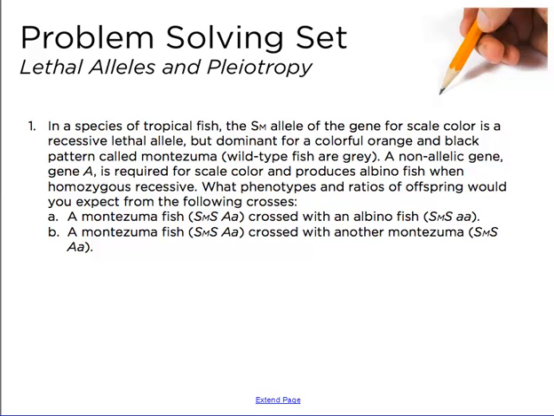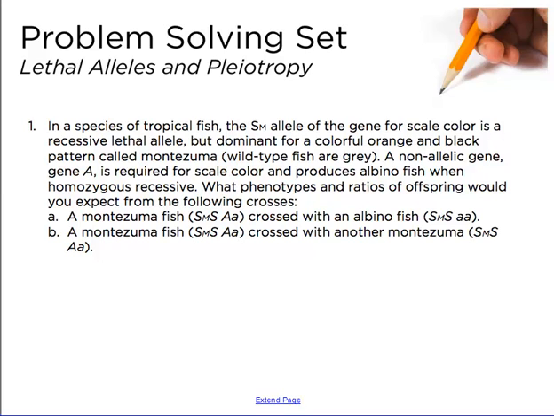Question 1. In a species of tropical fish, the SM allele of a gene for scale color is a recessive lethal allele, but dominant for a colorful orange and black pattern called Montezuma, whereas wild-type fish are gray. Our non-allelic gene, gene A, is required for scale color and produces albino fish when homozygous recessive. What phenotypes and ratios of offspring would you expect from the following crosses?